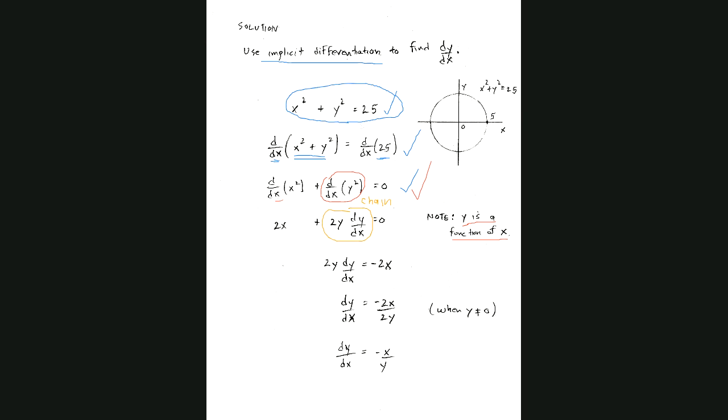Because y is, that's right, Rodrigo, y is a function of x. So I'm not done differentiating. I got to take the derivative. So I got 2 times y to the first power, but then I have to take the derivative of y with respect to x. Are there any questions on that step there?